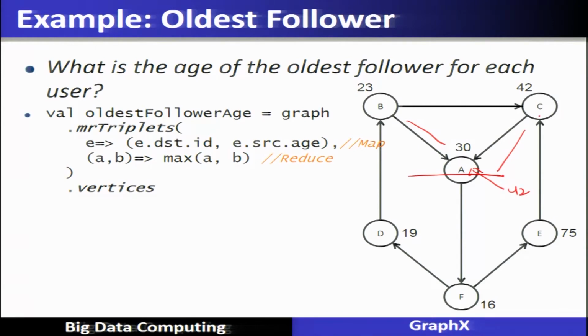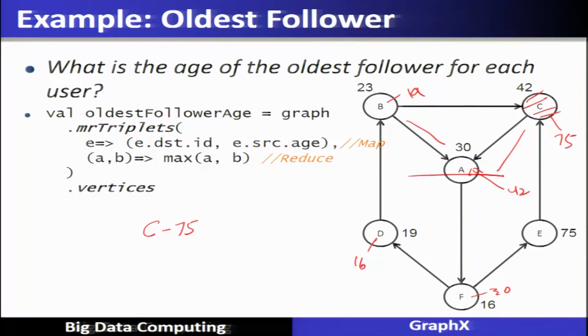Similarly, you can find the followers of C, which are 75 and 23, so this is 75. Then you can find that the follower of 16 is 30, the follower of 19 is 16, and the follower of B is basically 19. So, out of these different followers, you can find the maximum, that is, the answer will be C with the value 75. Now, this you can program using the triplet in a quite efficient manner.